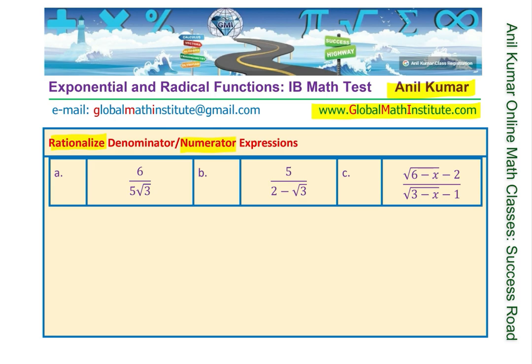So let's go through these solutions one by one. The very first one, 6 over 5 square root 3. How do we solve this? Well, that's simple. We have 6 over 5 square root 3. Since we do not want square root 3 in the denominator, we need to multiply and divide by the same term, which is square root 3.